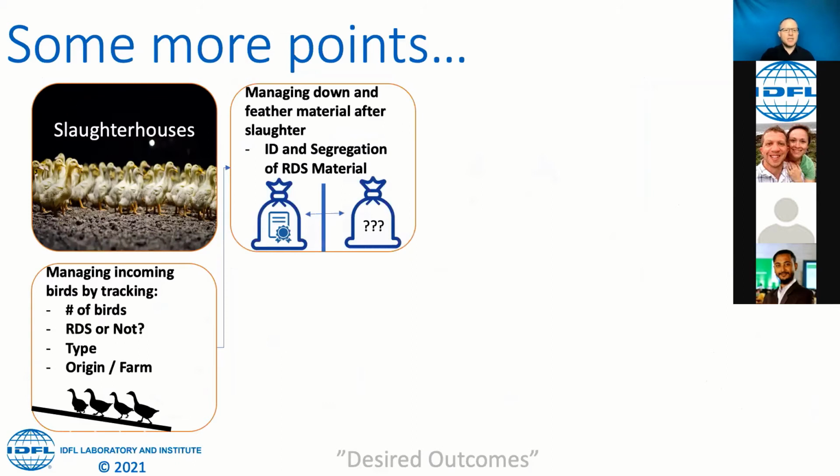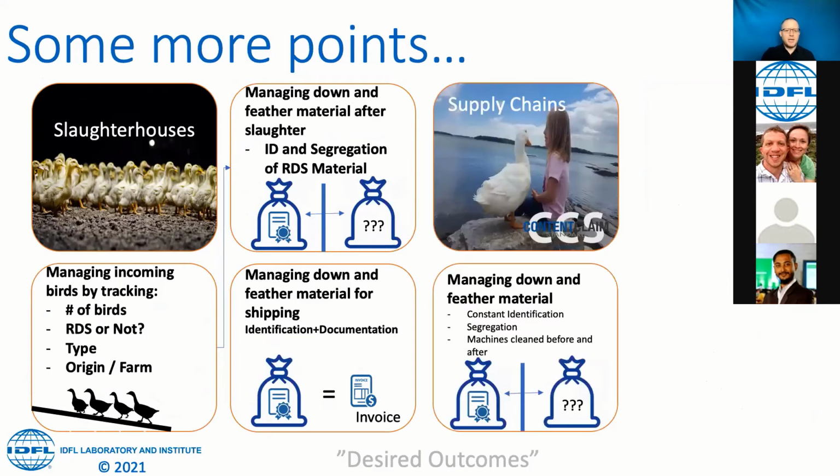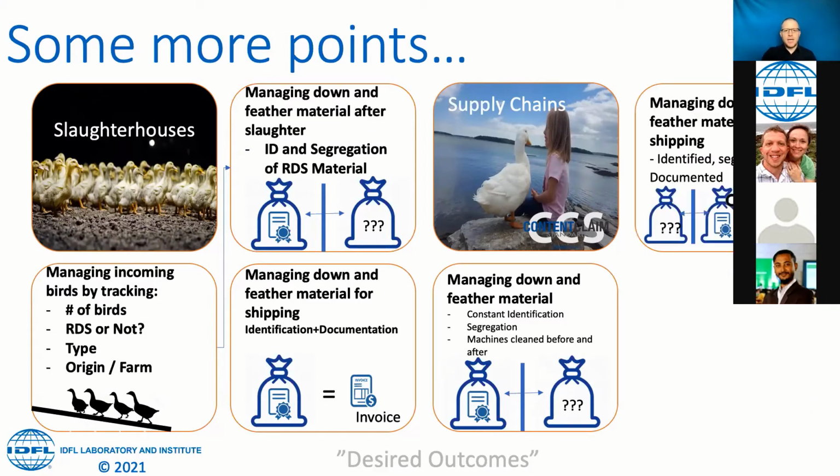And then next, making sure that the RDS and the non-RDS material is completely separated. And then making sure that the documentation is attached to that certified material. Throughout the rest of the supply chain, it's basically tracking through, making sure that there's constant identification and segregation before and after production, and the machines are clean if they're going from RDS to non-RDS material. And then managing down and feather material for shipping.